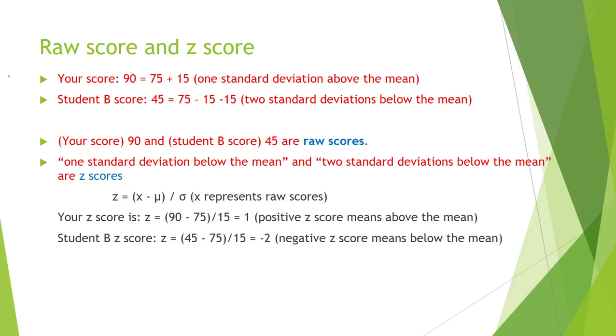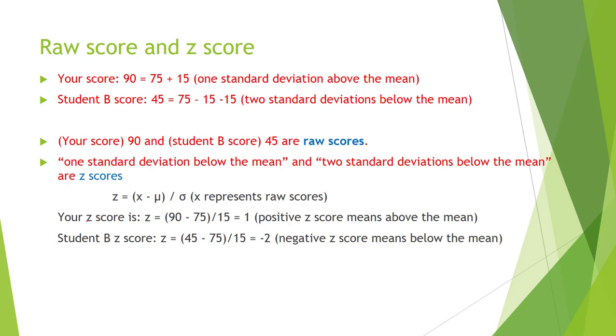Okay. But what about z-scores? So 90 is your raw score, 45 is the raw score for student B. But I also expressed the two raw scores in terms of standard deviation and mean. I said your score is 1 standard deviation above the mean. Student B's score is 2 standard deviations below the mean. I'm expressing your raw scores in terms of standard deviation and mean. What I'm talking about is the z-scores.